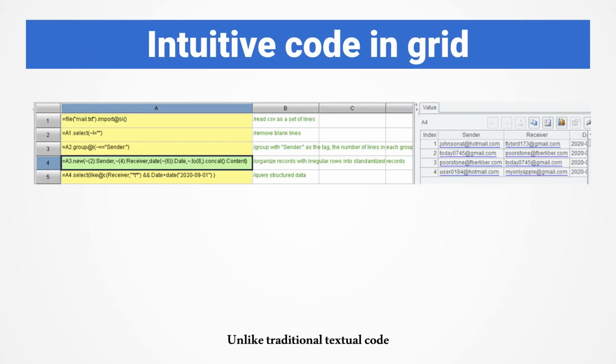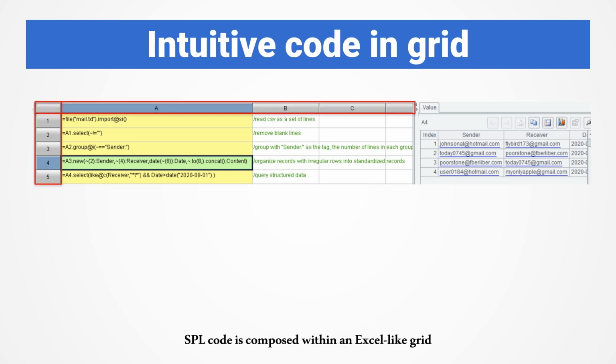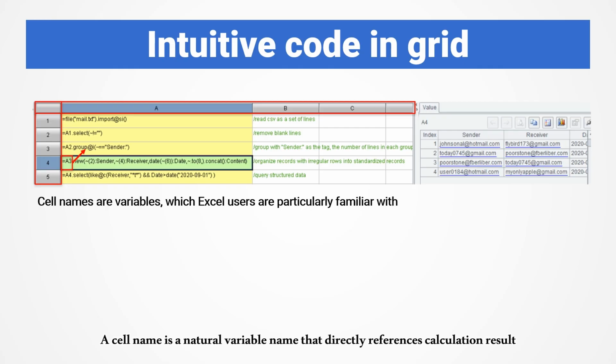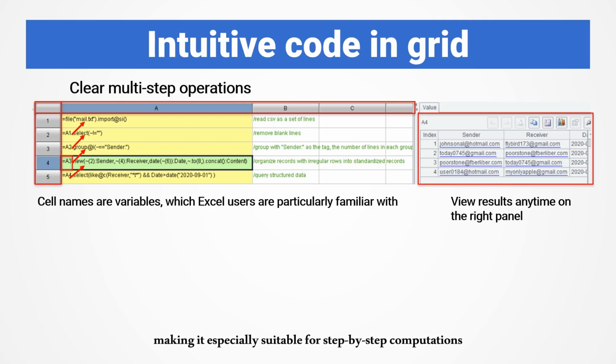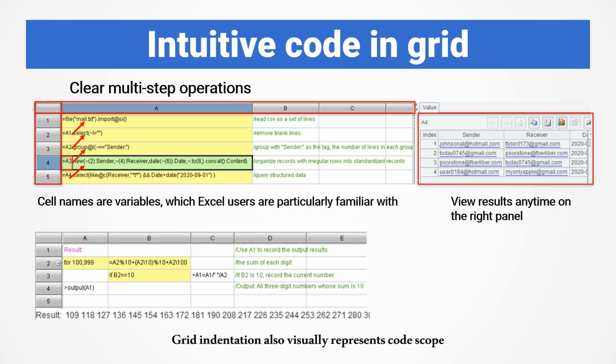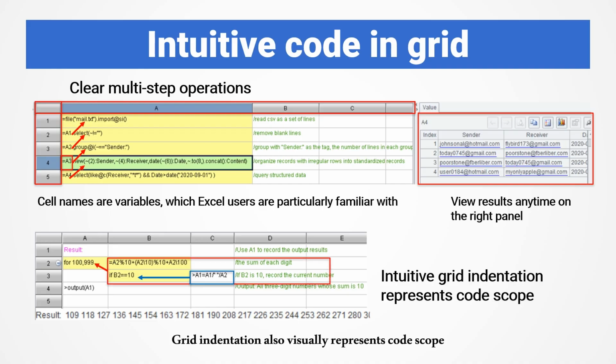Unlike traditional textual code, SPL code is composed within an Excel-like grid, making the programming process highly intuitive. This significantly lowers the learning curve for beginners. A cell name is a natural variable name that directly references calculation result. View the calculation result of each step in real time, making it especially suitable for step-by-step computations. Grid indentation also visually represents code scope, enhancing intuitive understanding.